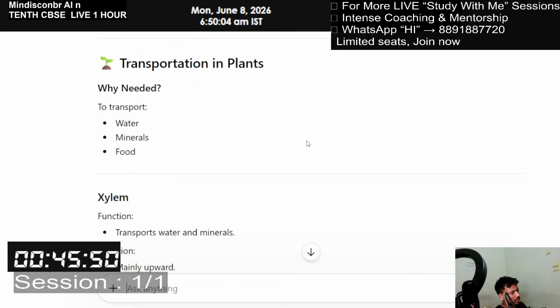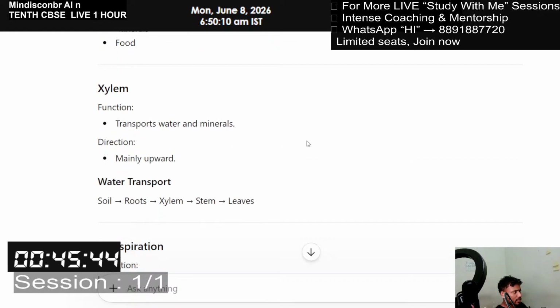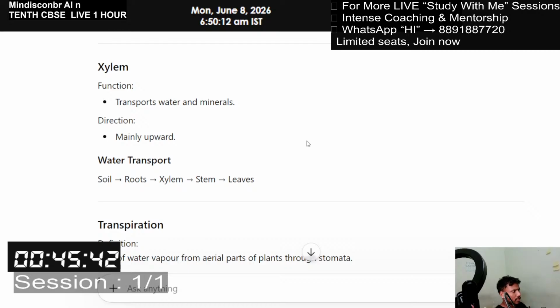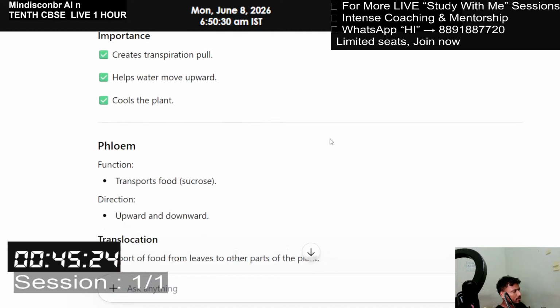Transportation in plants. Why needed? To transport water, minerals and food. Xylem function: transport water and minerals, direction mainly upward. Water is transported by xylem from roots to stem to leaves. Transpiration: loss of water vapor from the aerial parts of the plants through stomata. Importance: creates transpiration pull, helps water move upward, cools the plant.